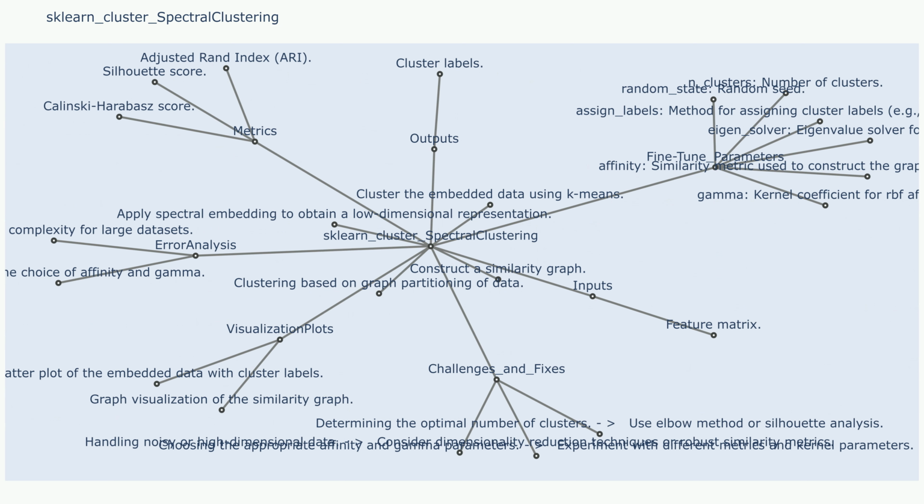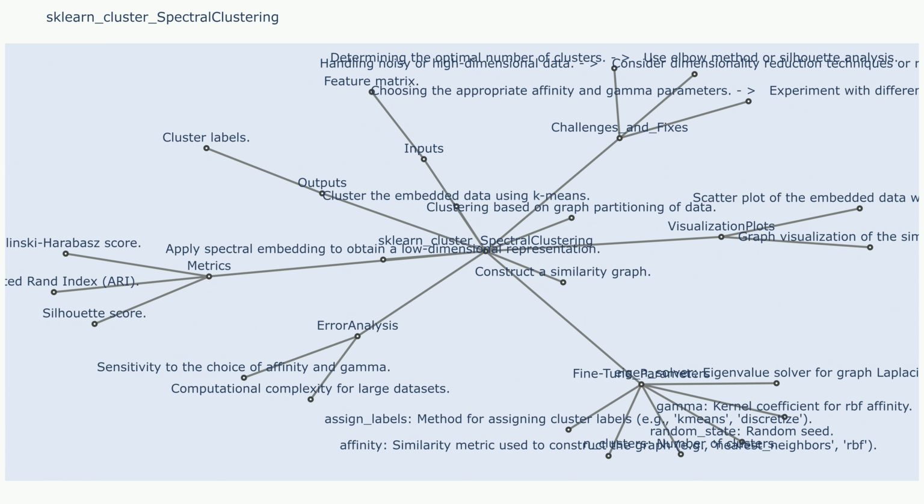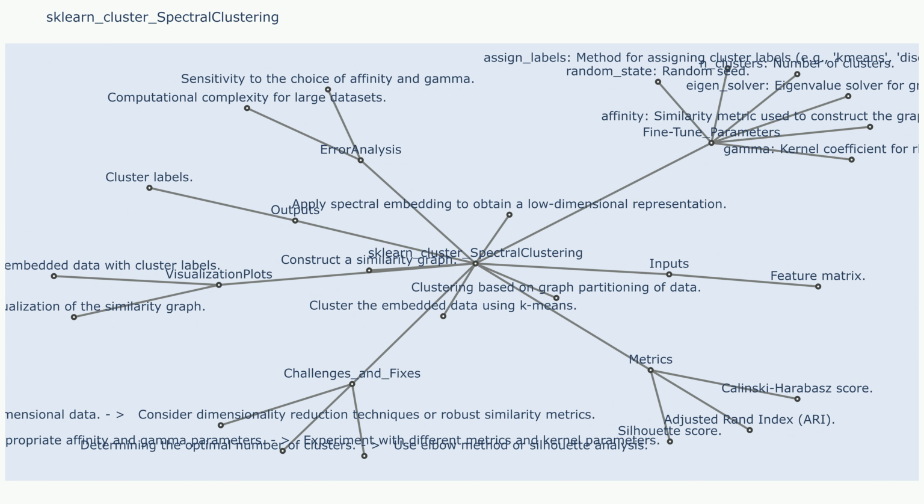Outputs. Labels, an array of cluster labels for each data point. Steps. Construct the similarity graph. The algorithm first constructs a similarity graph based on the input data and the specified affinity function. This graph represents the pairwise relationships between data points, with edges representing similarity and weights representing the strength of similarity.